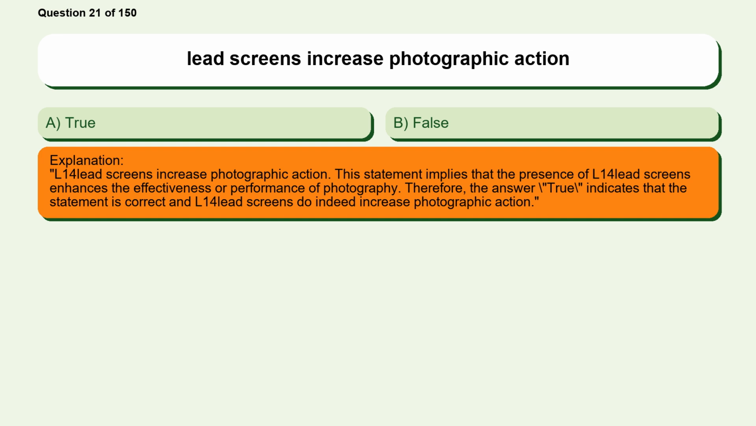Lead screens increase photographic action. This statement implies that the presence of lead screens enhances the effectiveness or performance of photography. Therefore, the answer true indicates that the statement is correct and lead screens do indeed increase photographic action.